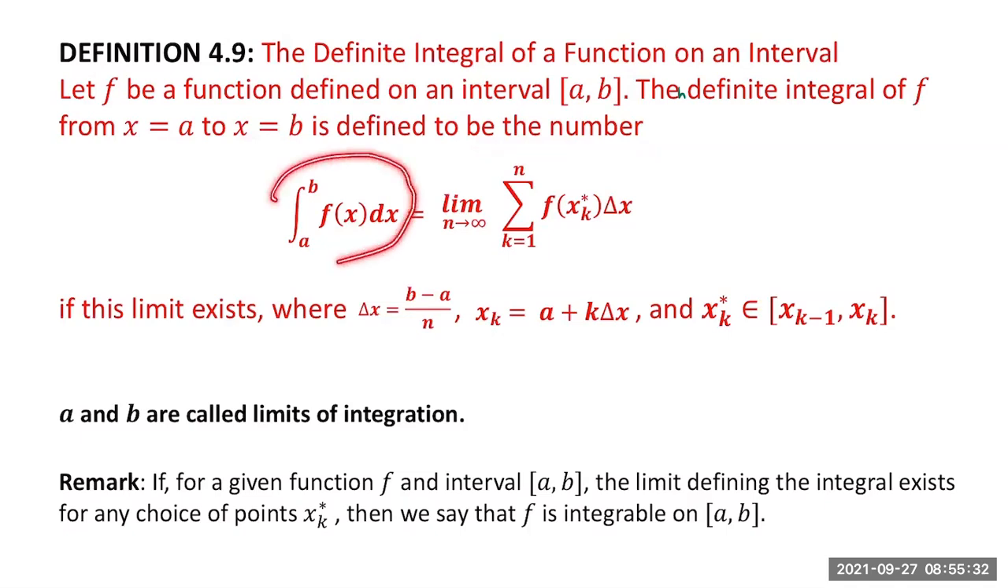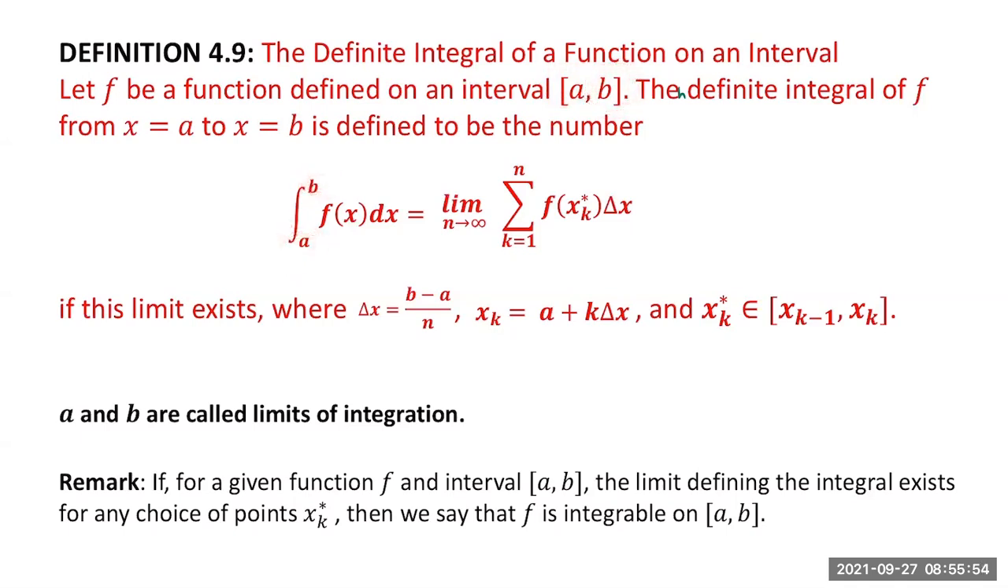Here is how we denote the definite integral from a to b. You write this symbol, which is called the integration symbol, and then you put the lower limit a and the upper limit b. The lower limit is the left endpoint, and the upper limit is the right endpoint. These are called the limits of the integral.